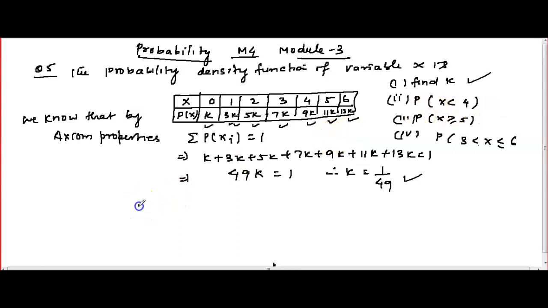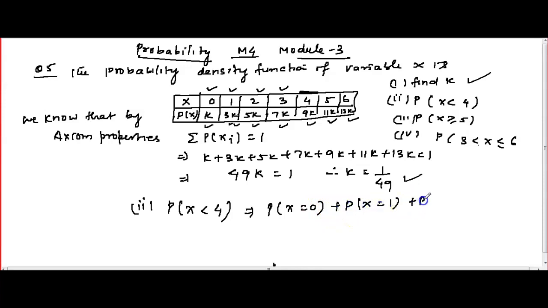Next, the second one is given: P of x less than 4. Less than 4 means probability of x is equal to 0 up to 3. Equal to is not given, so 4 is not included. So 0, 1, 2 and 3 you can add: probability of x is equal to 0, x is equal to 1, probability of x is equal to 2, and probability of x is equal to 3.